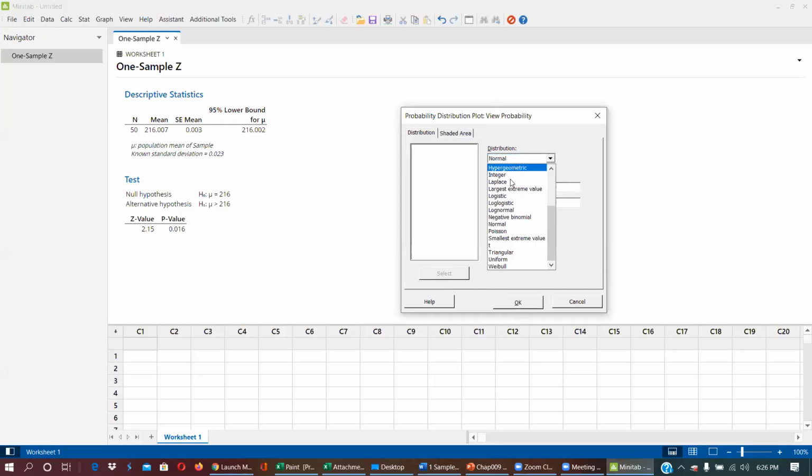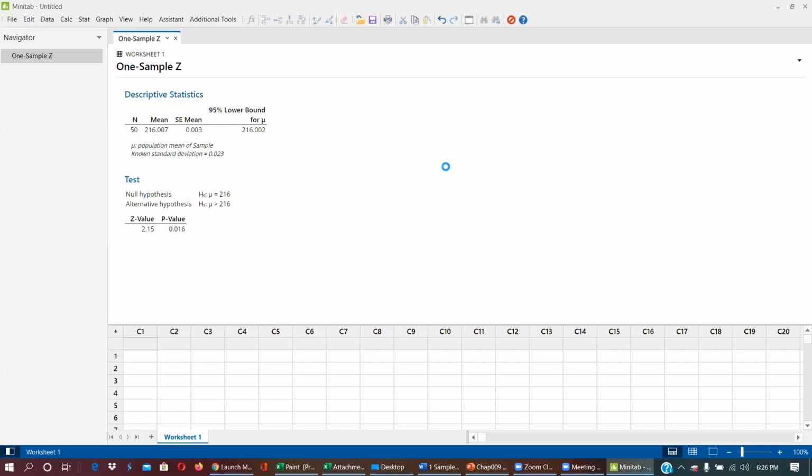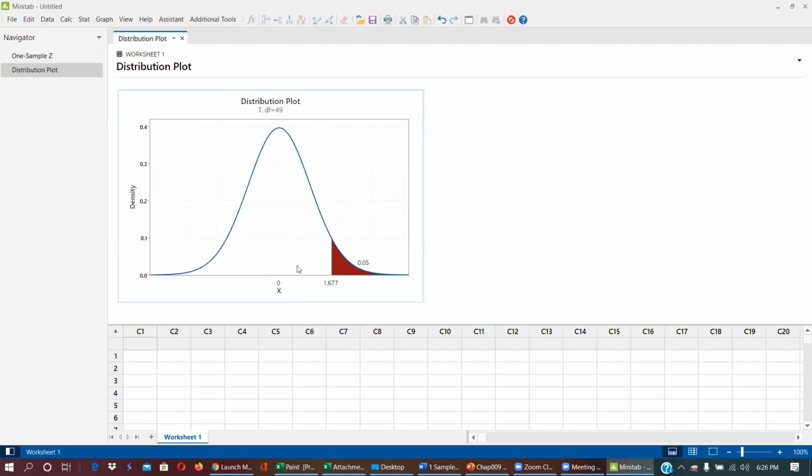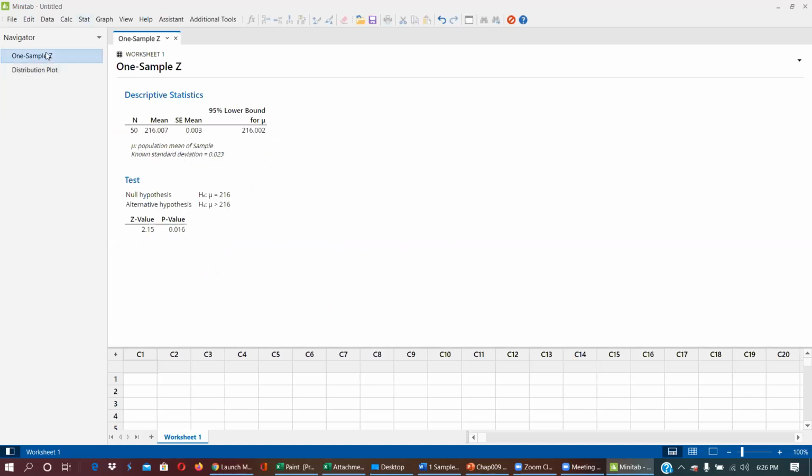So here I go with T. What is the degree of freedom we have? 49, because we have 50 samples, so 50 minus 1 is 49. The shaded area is what we need, with 5% probability. What is the critical value here? You can see 1.67. And our calculated value is coming.